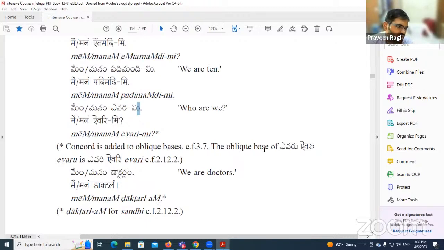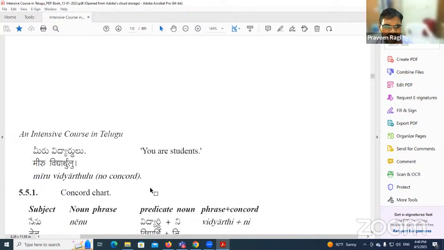But it's more common to skip the word me in the spoken language sometimes. It's okay, people are using it like that without me also. Manam evaru, name evaru, like that also people are using. The oblique base of evaru is evari. So it is like we are doctors. Let's see the next example.